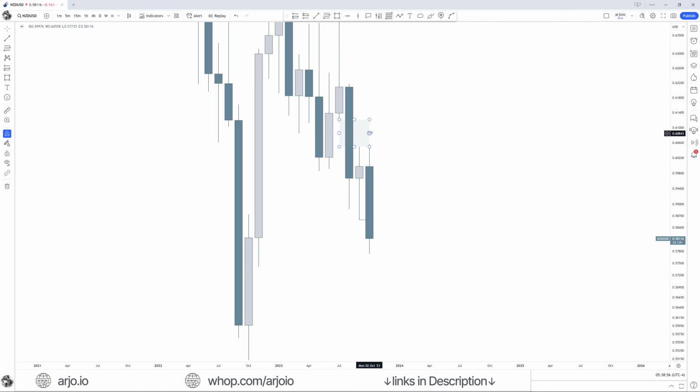In between that premium array and that discount array right there, is there any monthly discount array in this area, in that area right there, withholding price from reaching that discount array? No. Which means that the first place where price will encounter a discount array is that low right there. Which means that on the monthly time frame, there's nothing withholding price from reaching that discount array.